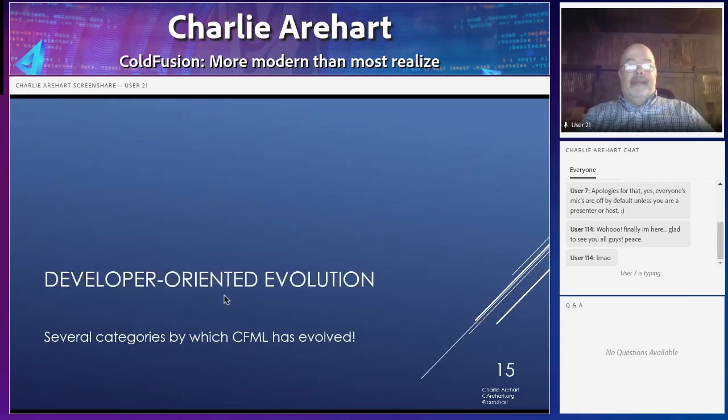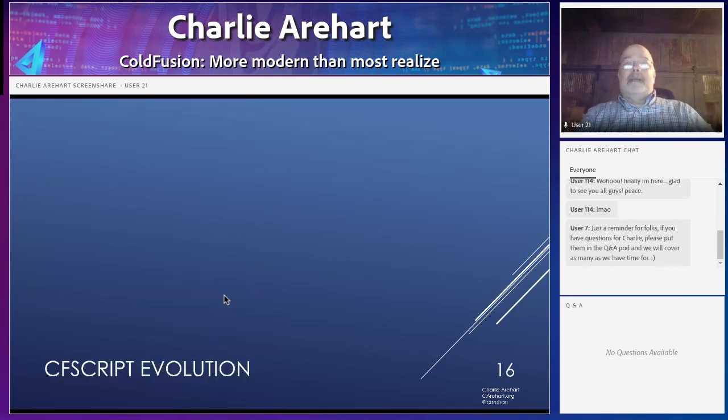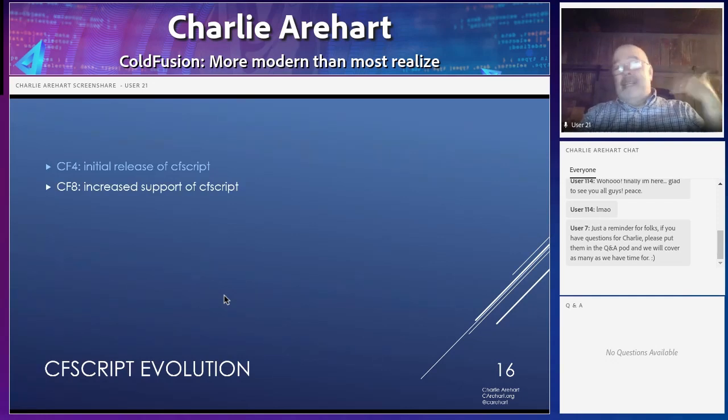So quite old. All right, so on to the developer-oriented evolution of things. And I'll show several different categories. You might be surprised. So first is script evolution. Some of you know that CF4 is when script came out. Again, we're talking about just before the turn of the century. So script has been there. And CF8 started to improve support for CF script. Remember, CF8 was from like 2007, and that still didn't float too many people's boats.